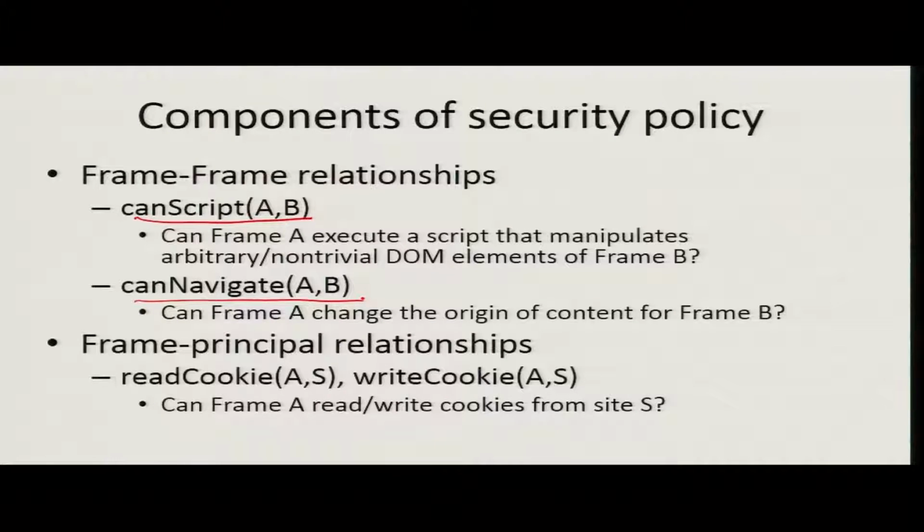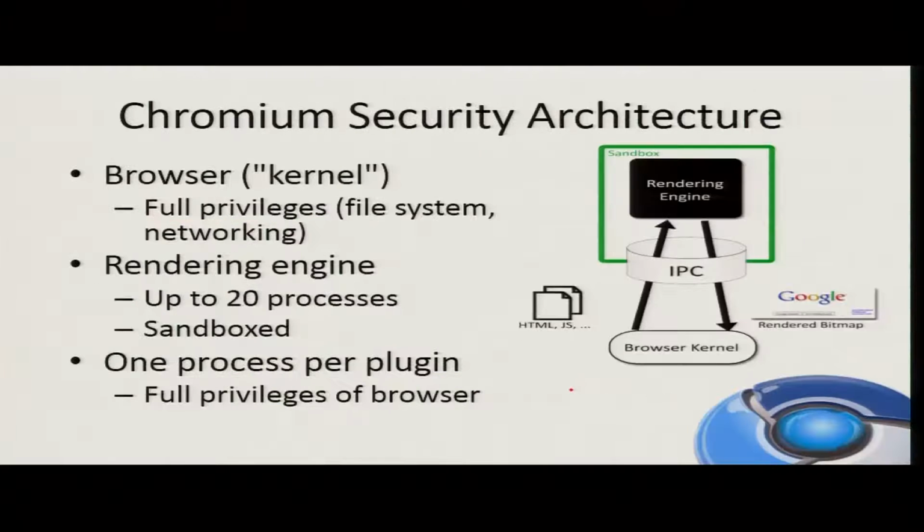frame's content. Frame principal relationships are like, can a frame A read the cookies from site S? Different sites store cookies to remember who you are, so that the next time you go to that website the cookie is sent along with your request, and that is a way of creating state in a rather stateless protocol, which is HTTP. Similarly, can you write the cookies from site S from frame A? So these are the various components of the browser security policy.